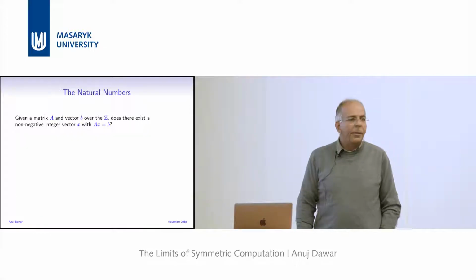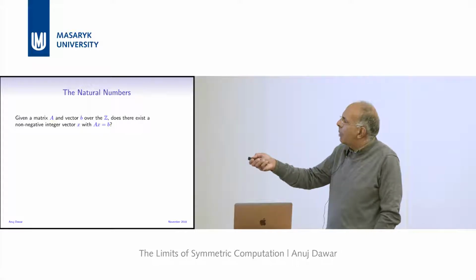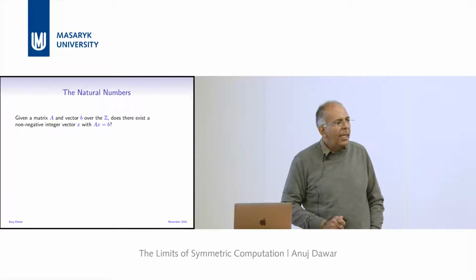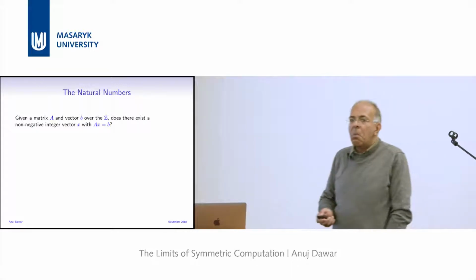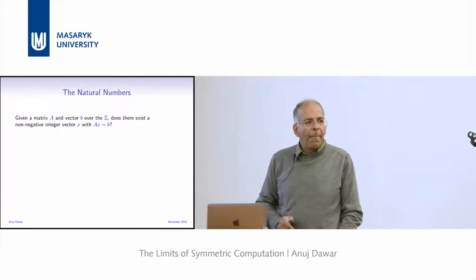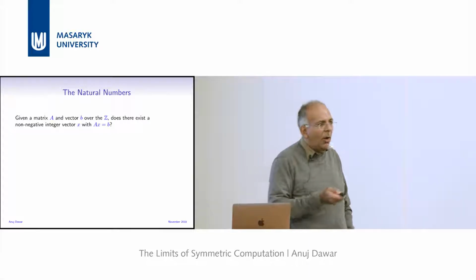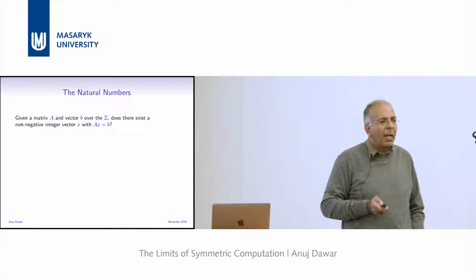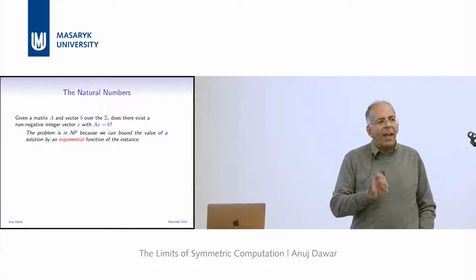What about the natural numbers? If I now say, let's say my entries are still integers, but I'm looking for a non-negative integer solution to the system of equations. What can I say? The things that worked on the ring of the integers, those algorithms also fail here. The problem is, in fact, in NP.